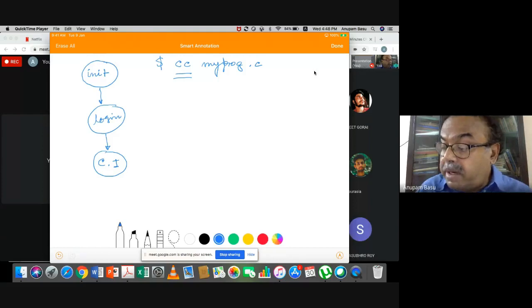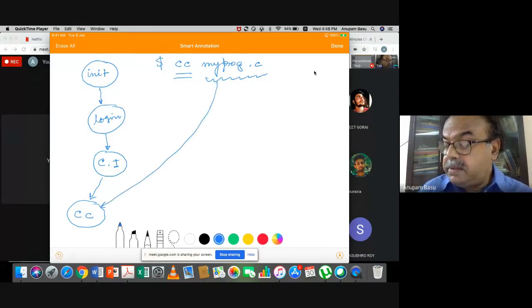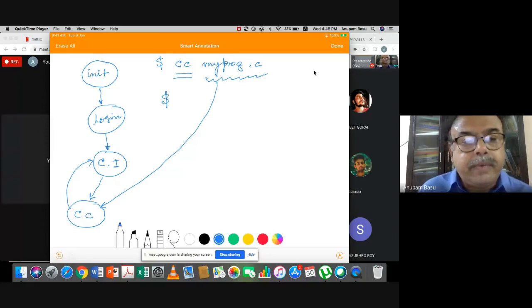Then this command interpreter will invoke the C compiler and pass this myproc.c as a parameter to it. After the compilation is over, if there is some error, I'll come back to the command interpreter point, and again we'll get this dollar prompt with some error messages. If it is successful, I'll come out without any error messages, and then I can give my execution command or whatever.